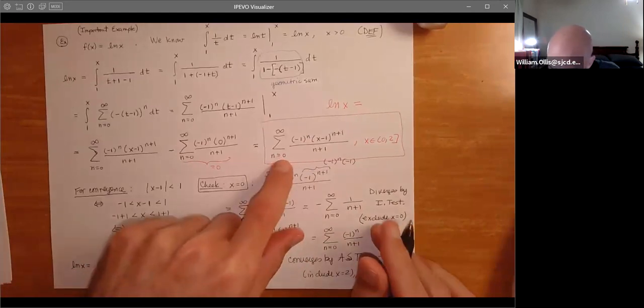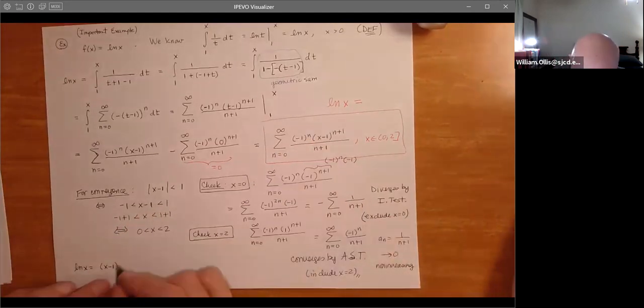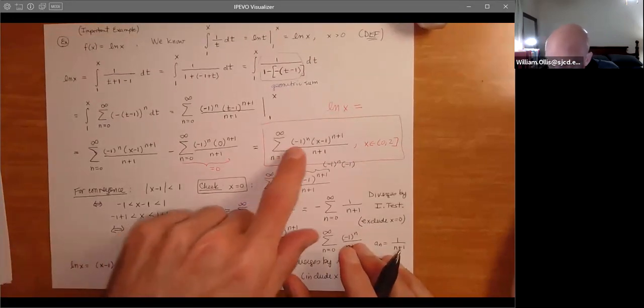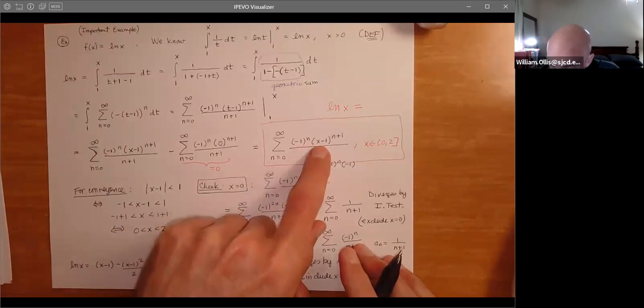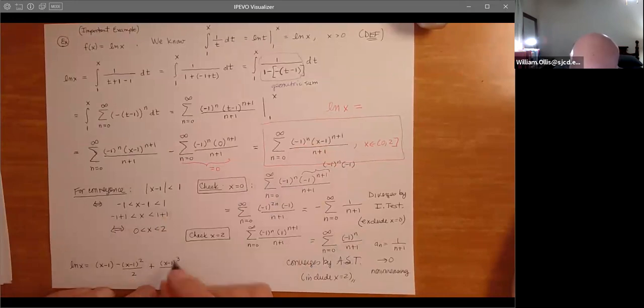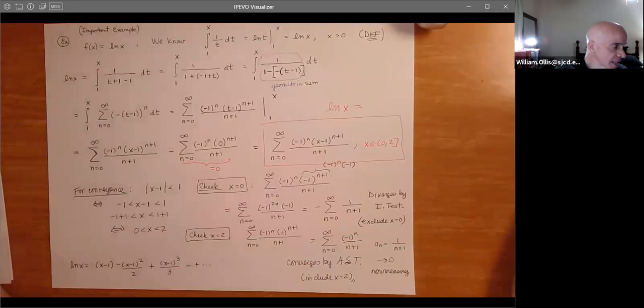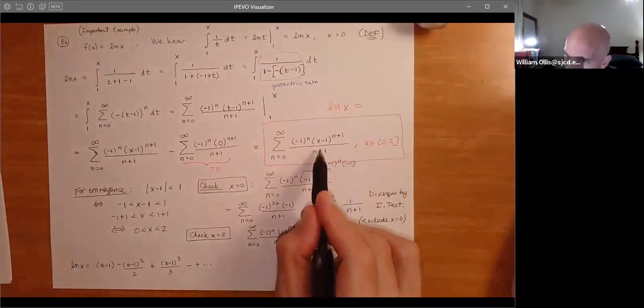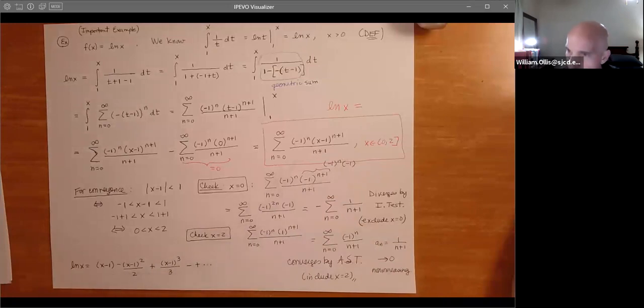When n is equal to 1, we get a negative 1. So we get minus x minus 1 squared over 2. Very simple. When n is equal to 2, now again we get the plus. So we have x minus 1 to the third power, divided by 3, etc. So this particular series is really nice. So lots of times when you have charts of power series, you'll have the general series, and then you'll have a few terms written out for you.